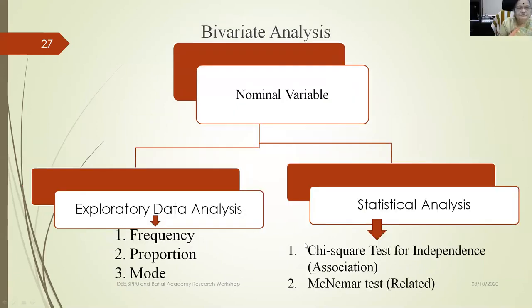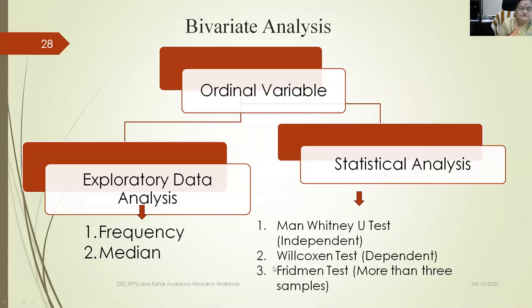When we are dealing with bivariate analysis, it means research involves two variables and both are measured on nominal scale. Then for description of data, frequency, proportion, and mode are suggested. And for inferential statistics, the chi-square test and McNemar's related test are suggested for inferential calculations.